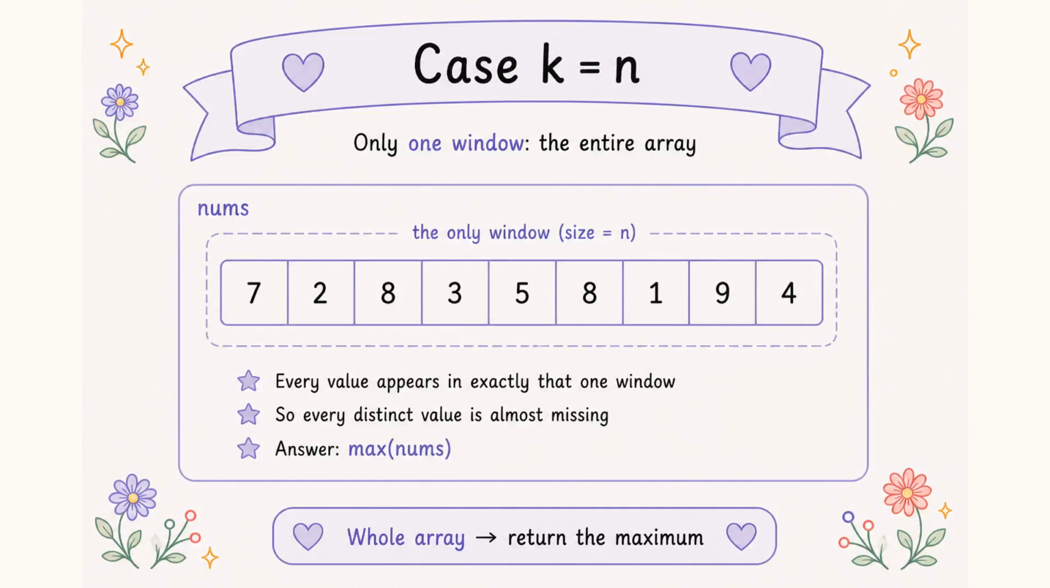Case k equals n. There is only one window, the entire array. Every value in the array appears in that single window, so every distinct value is almost missing. The largest almost missing integer is simply the maximum of nums.